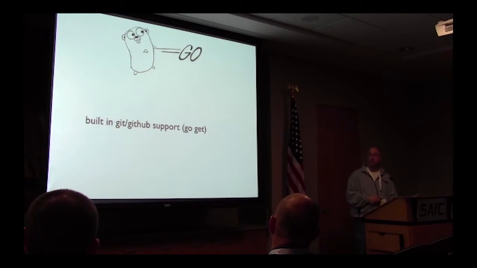It has built-in version control support. So if you have dependencies, you can rip them off of GitHub or Bitbucket or any Git repository. You just say go get, right? And then the URL, github.com/user/project, and boom, you pull that in as a dependency in your project.